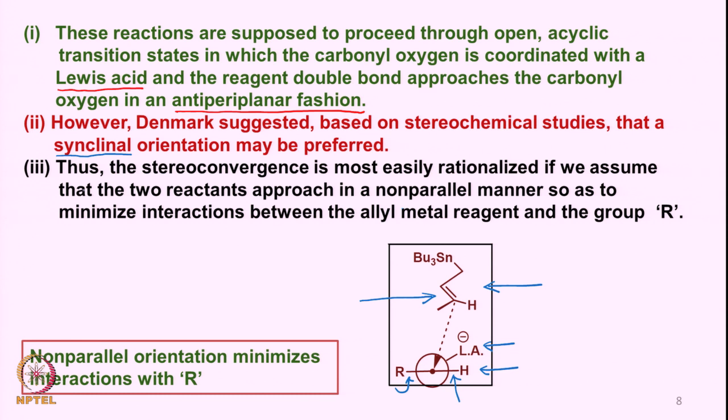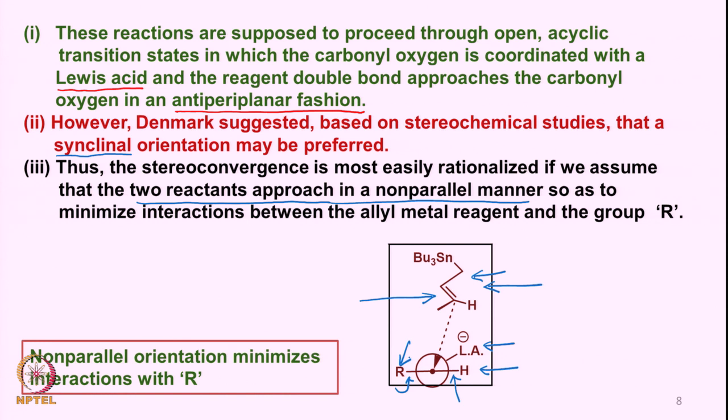So what we can say is that stereoconvergence is easily rationalized if it is assumed that the two reactants approach in a non-parallel manner so that they minimize interactions. For example, this is going away from the backside and it is approaching the aldehyde and it is coming in a synclinal fashion. So there is not much interaction with the R group.